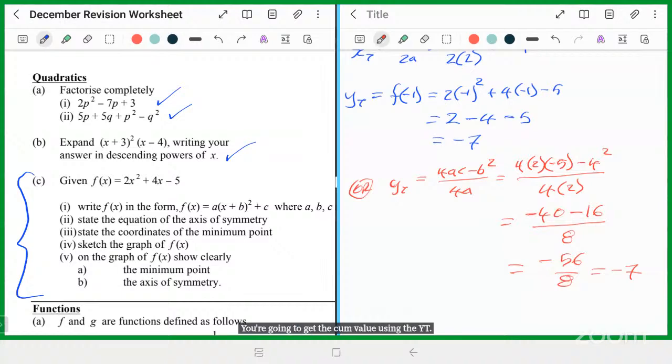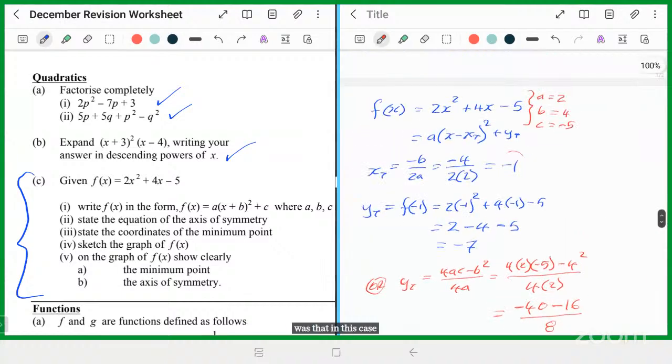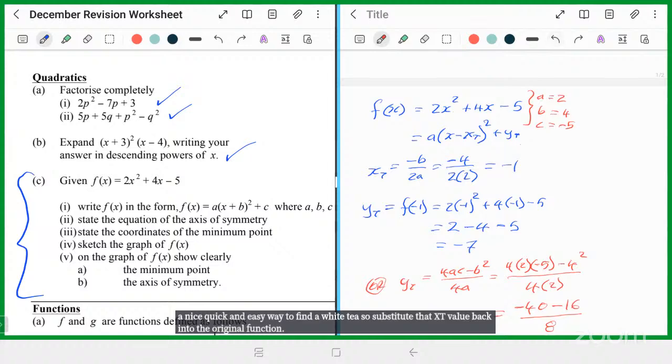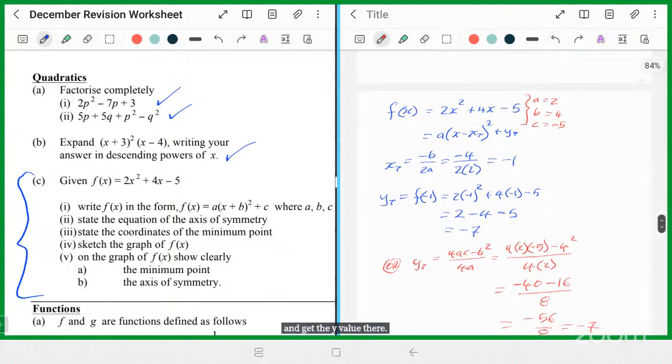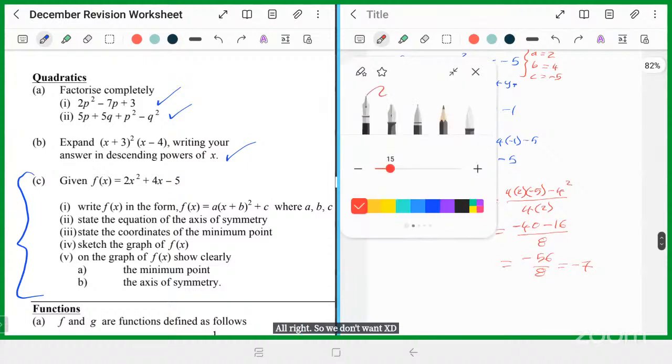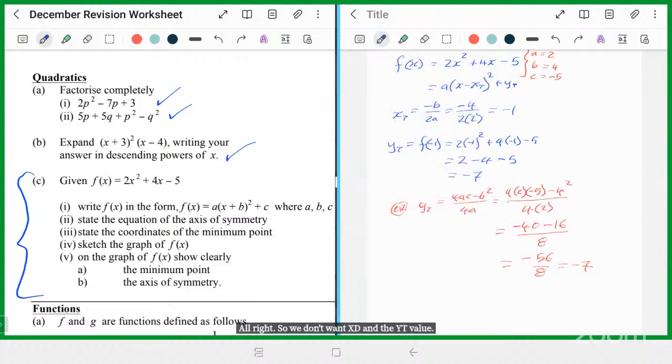We see that in this case, because your xt is a whole number, there's a nice, quick, and easy way to find the yt: substitute that xt value back into the original function and get the y value there. So now that we know the xt and the yt values, we can now write this function in this format.